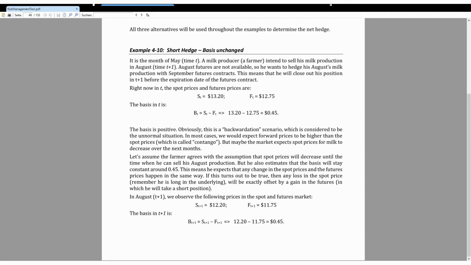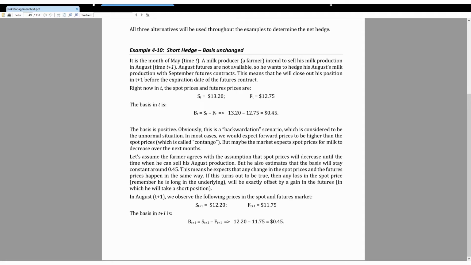In example 4.10, the basis does not change. This means the loss that the trader has in the underlying, in this case the milk, is exactly offset by the gain in the futures position. As you can see, underlying price and futures decrease by the same amount.